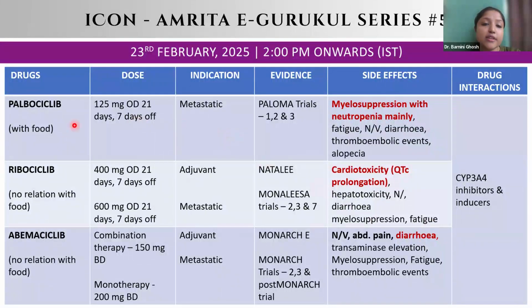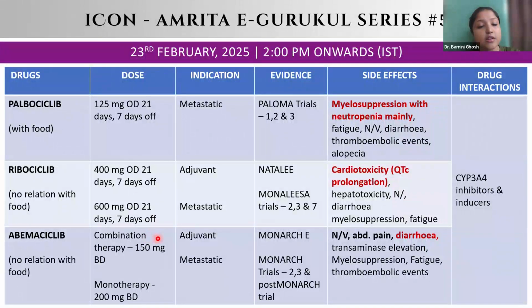So here I have put together these 3 drugs once again. We can see that only palbociclib is to be taken with food, and the remaining 2 CDK4/6 inhibitors have no relation with food intake. Palbociclib, the dose is 125 mg OD for 21 days and then 7 days off. For ribociclib, there are 2 different doses for the 2 different settings. For the adjuvant setting, the dose is 400 mg OD for 21 days with 7 days off. And for the metastatic setting, the dose is 600 mg OD for 21 days with 7 days off.